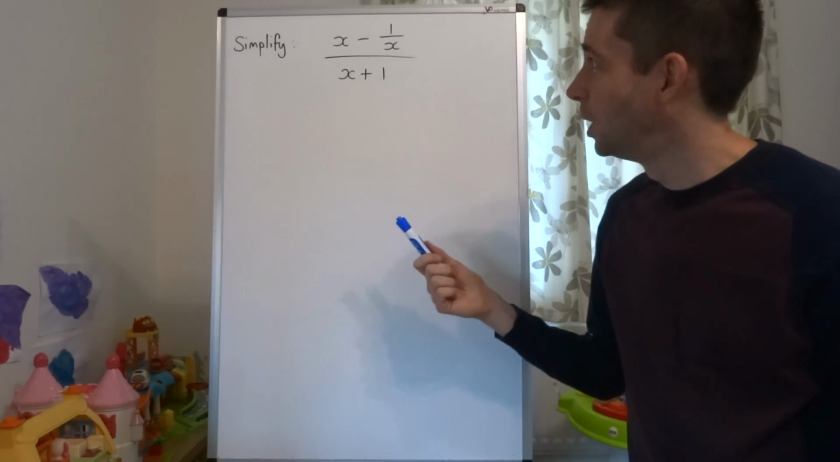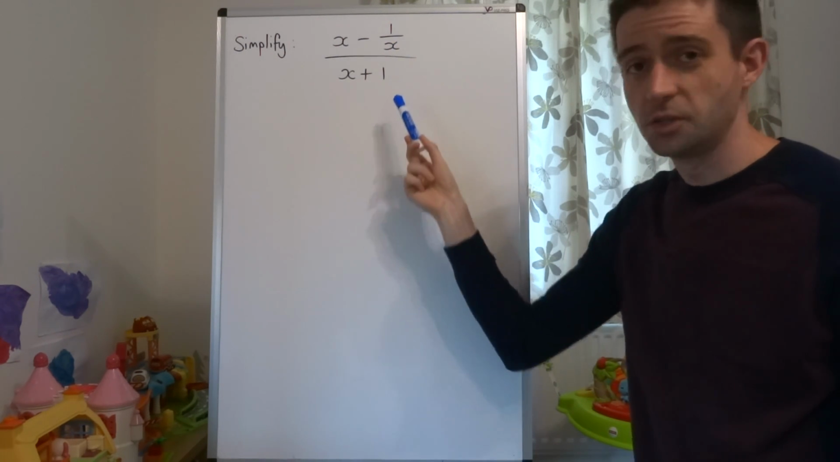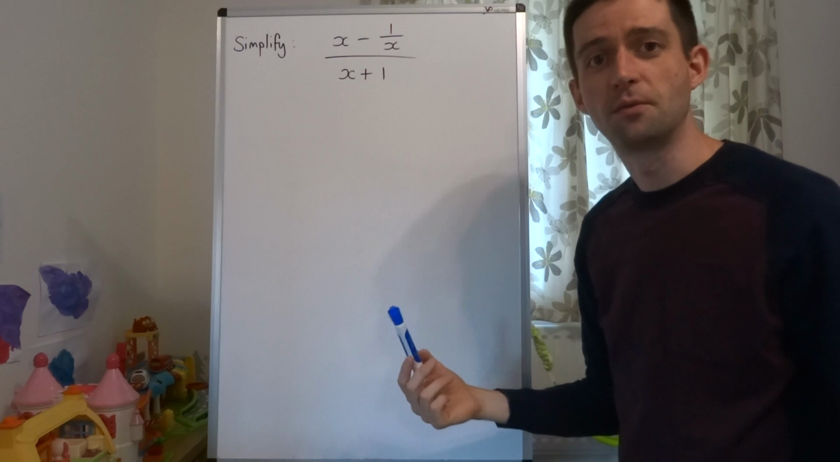This is part 2 of the lesson on simplifying algebraic fractions. In this example, what we have is x minus 1 over x, all over x plus 1. So we have a fraction within fractions.